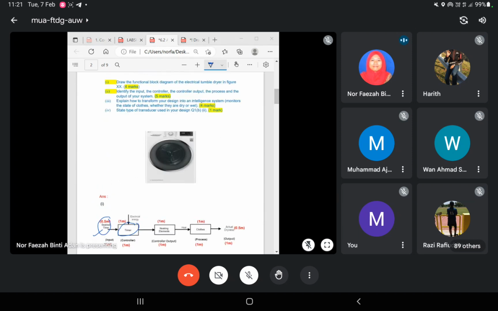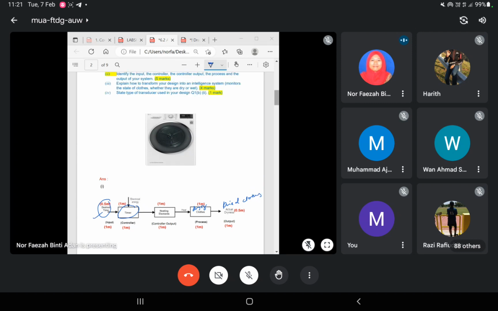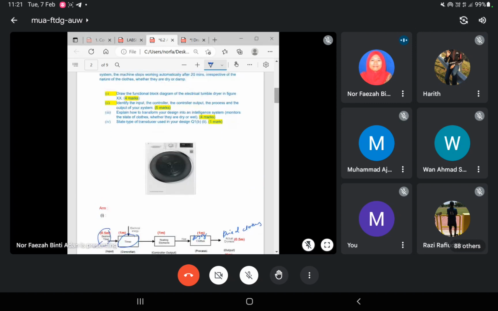Boleh letak macam tu. Proses ni means apa activity yang dia buat. Output ni apa outcome of your system. Outcome system actual dryness or dried clothes. Okay, saya tulis kat sini. Dried clothes. Ini proses ni means your activity lah. Drying clothes. Okay, is a process. Ataupun proses boleh tulis drying process. Okay, ada soalan sekat ni?